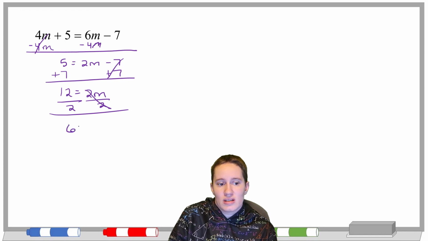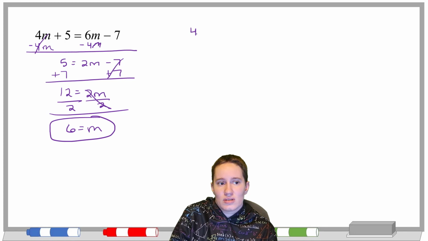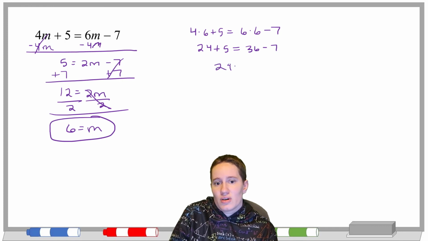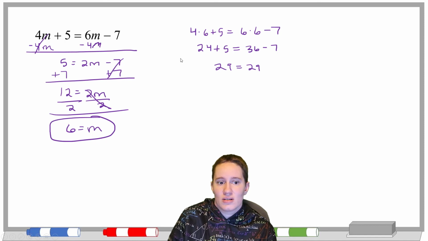12 divided by 2 is 6, so our answer is 6. 4 times 6 plus 5, 6 times 6 minus 7. This would be 24 plus 5. This would be 36 minus 7. Both of those are 29. So that is the correct answer.